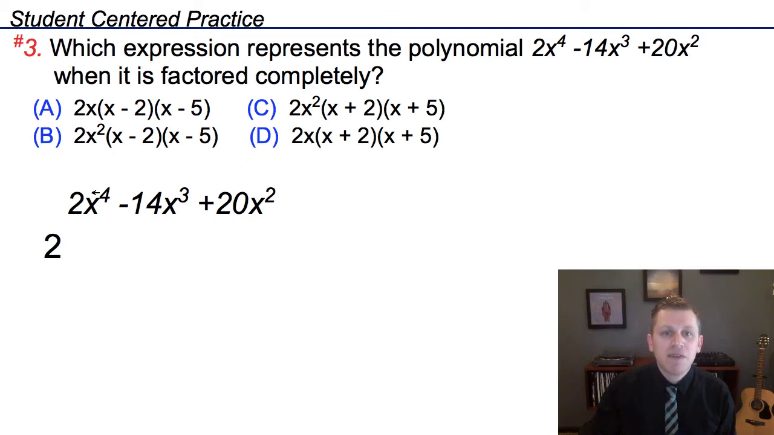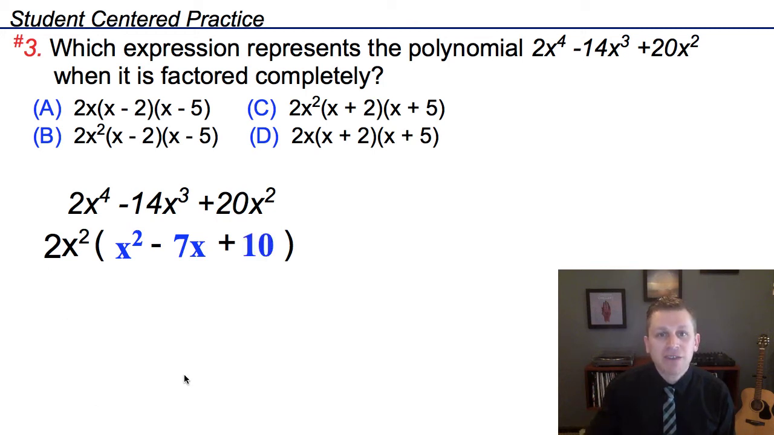Let's look at the greatest common factor of x to the 4th, x to the 3rd, and x squared. I'm always going to pick the variable expression with the lowest exponent, which in this case is x squared, making my GCF 2x squared. Open up my parentheses, bring down my minus and plus sign, leave space for 3 terms, and divide. 2x to the 4th divided by 2x squared would just be 1x squared or x squared. 14 divided by 2 is 7. x cubed divided by x squared is x. 20x squared divided by 2x squared will be 10.